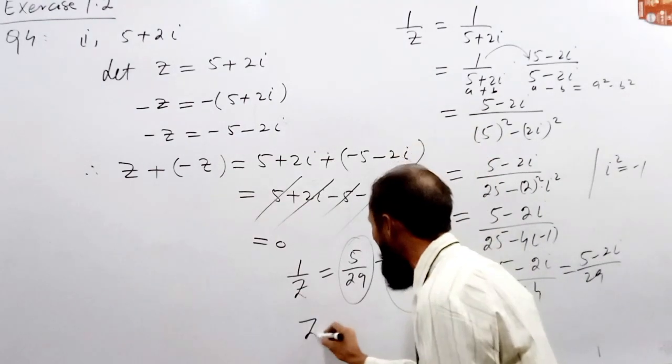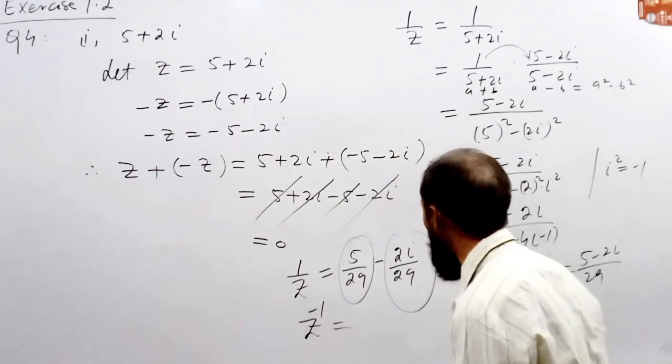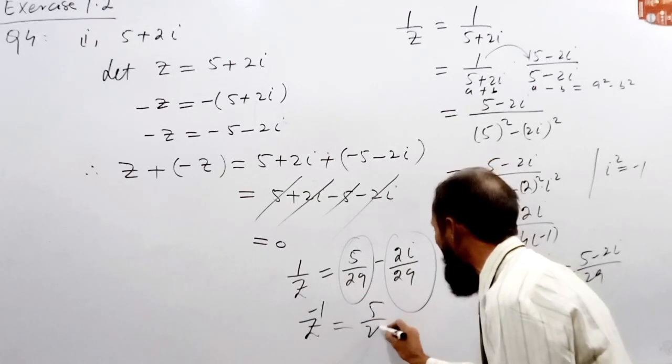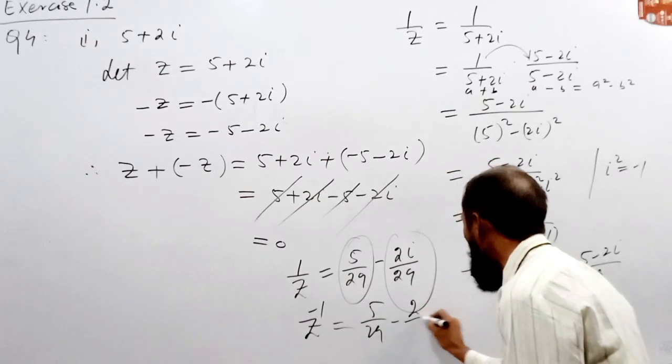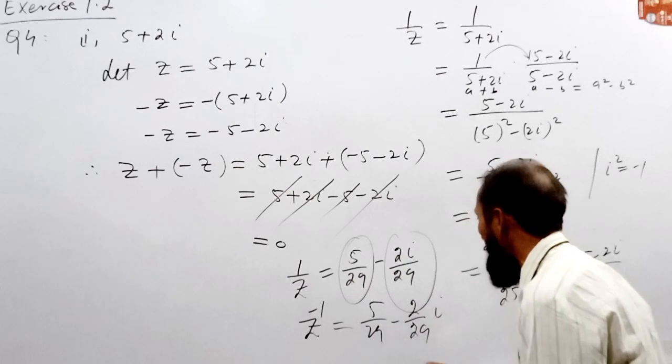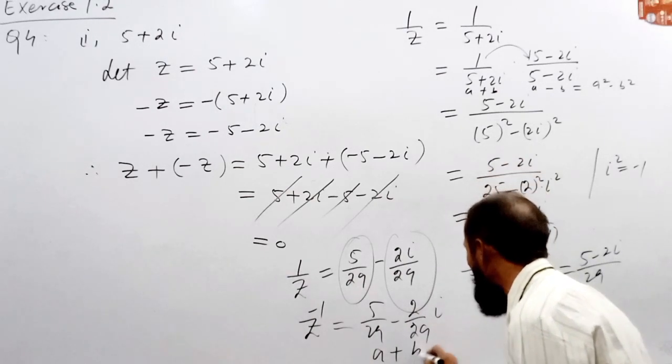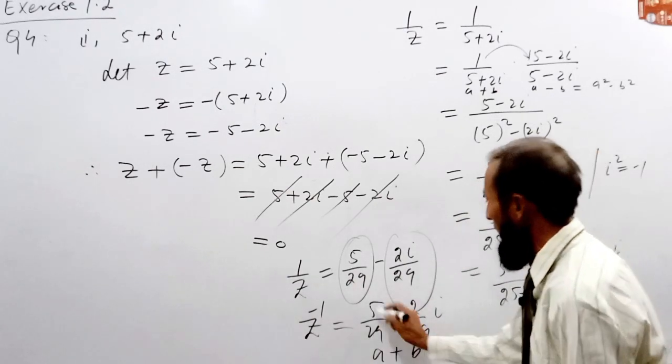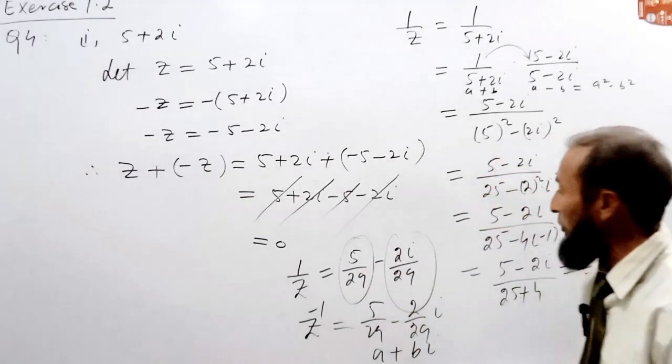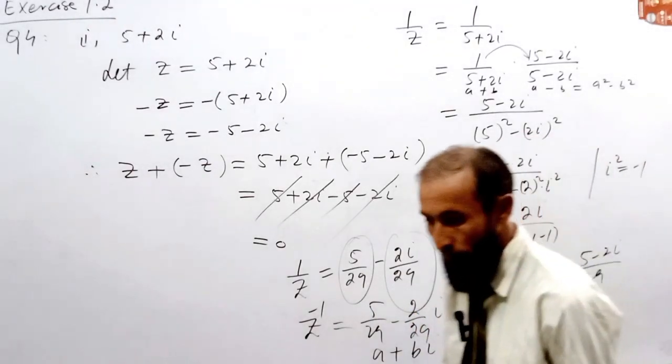It means that we can also write z inverse as 5 divided by 29 minus 2 divided by 29 iota, which is in the form of a plus b iota. Also we can say that here a is called the real part and b is called the imaginary part.